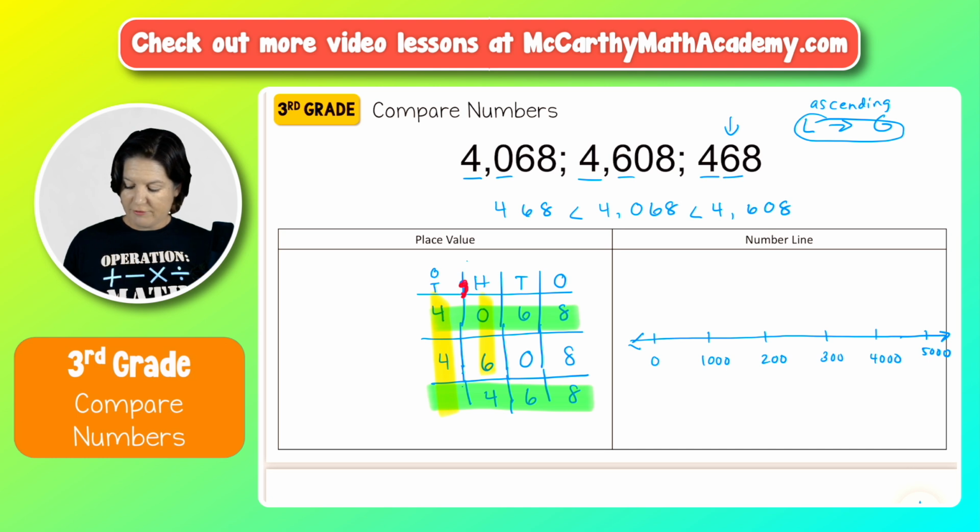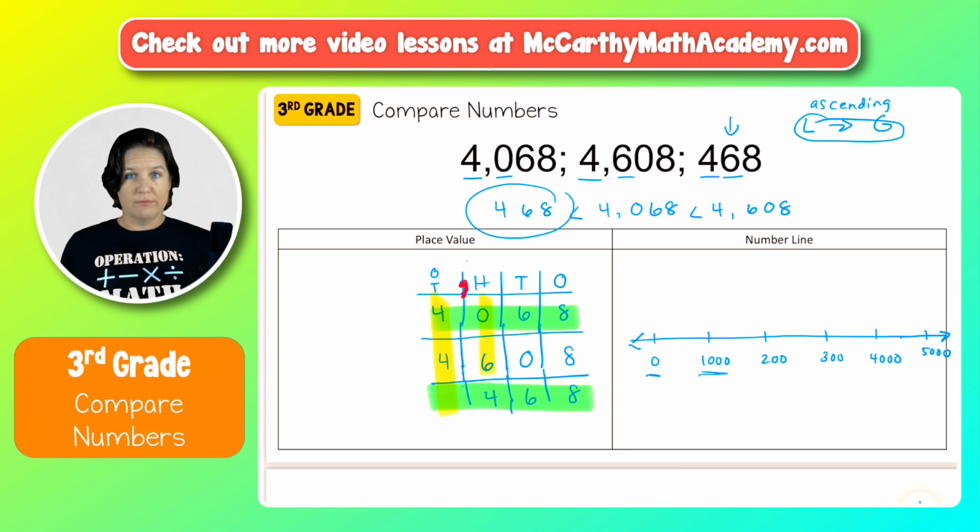All right, so looking at 468, this one right here, 468 would be between 0 and 1,000. It's almost, if this were the halfway point of 500, it would be just below that. So maybe like right here, and we can label it as 468 on the number line. So this one is good.